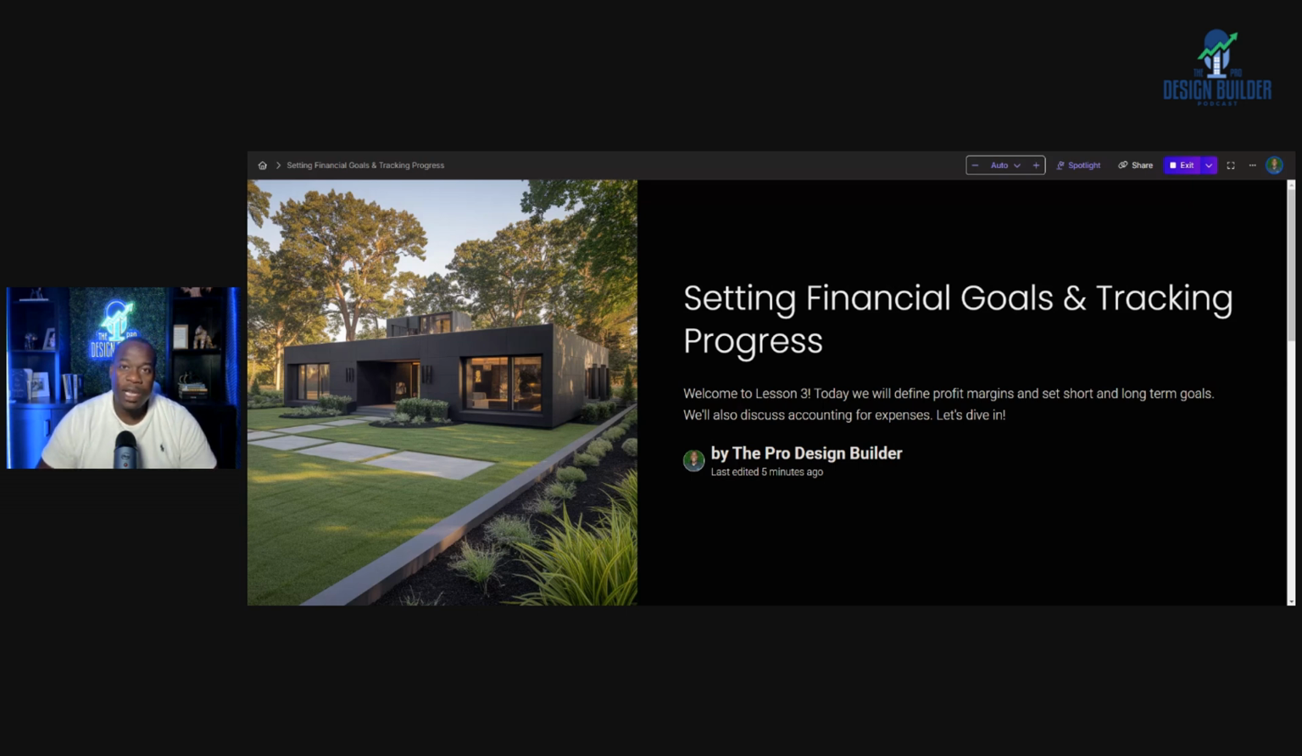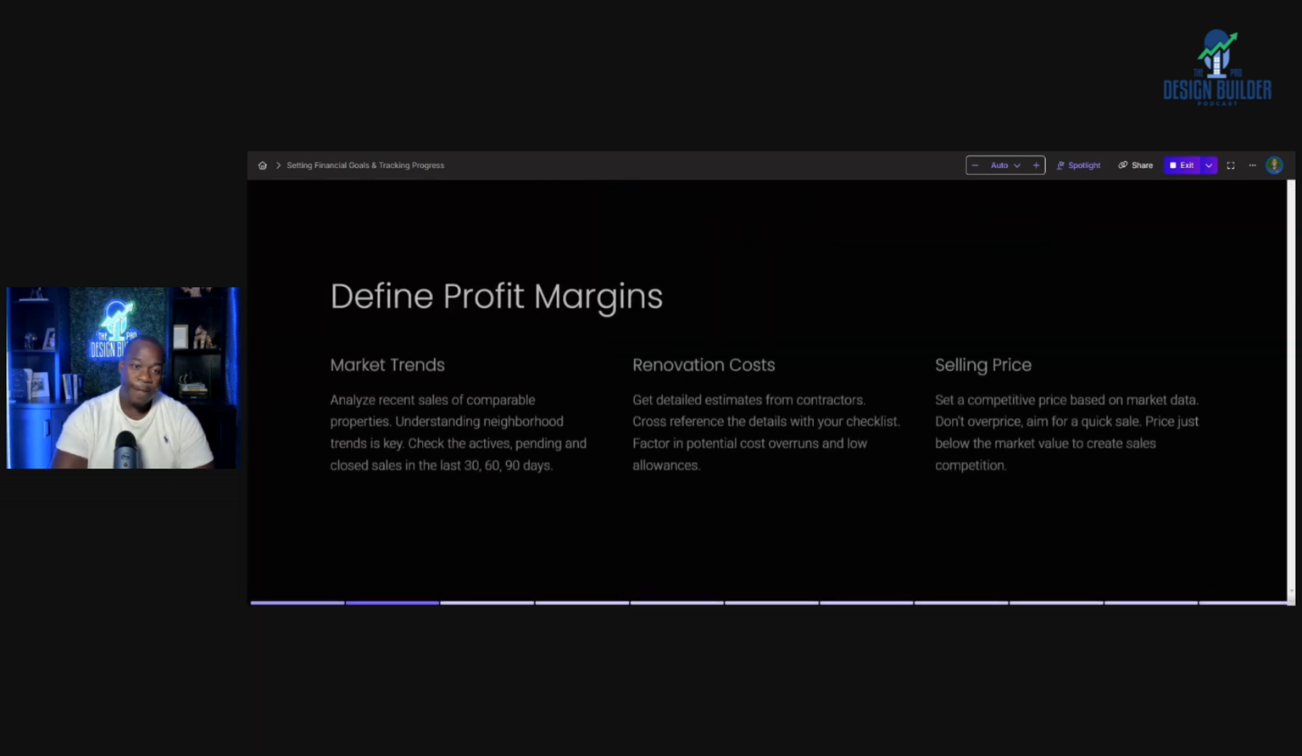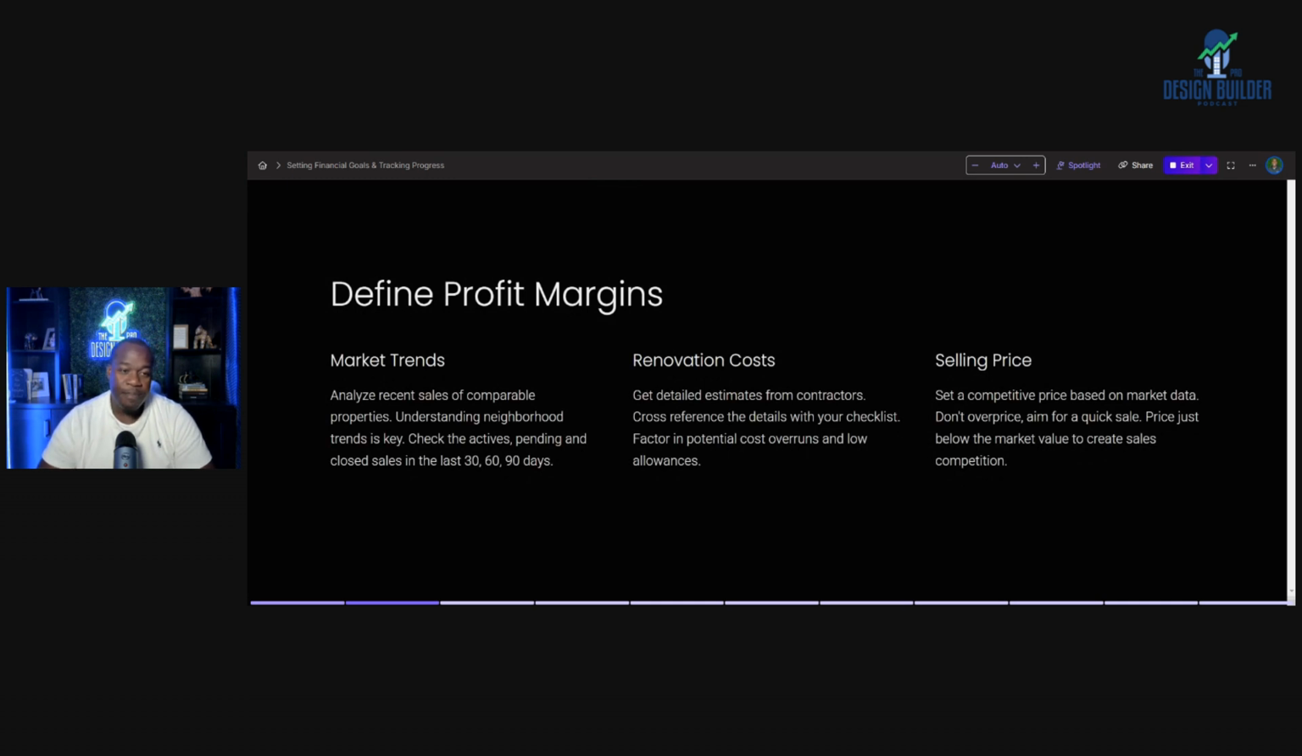All right, so in the first lesson, we went over what is house flipping. In the second lesson, we went over the mindset of house flipping. But house flipping is mainly a financial process, so we're going to be going through setting goals. Today, we're going to define profit margins and set short term and long term goals. We'll also discuss accounting for expenses. So let's dive in.